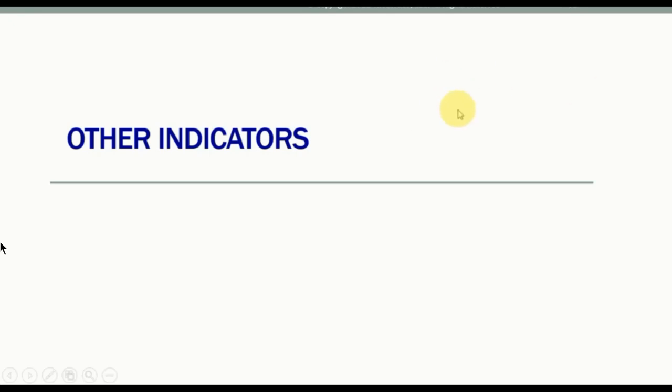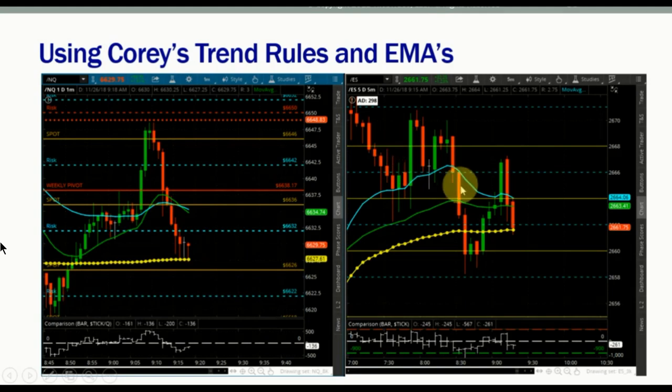So other indicators, one of our other instructors, Corey Rosenblum, he does a lot of more macro, more trend trading, if you will, and I'm trying to do a little more collaboration with Corey to adopt some of his rules that he applies to the ES to the NQ.